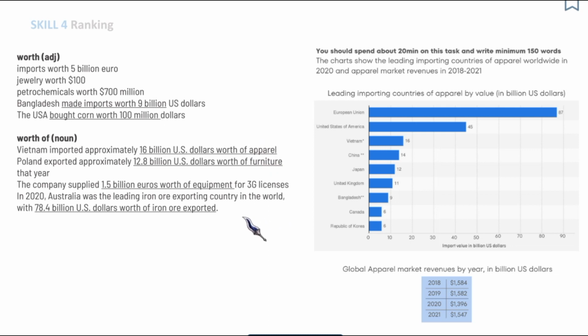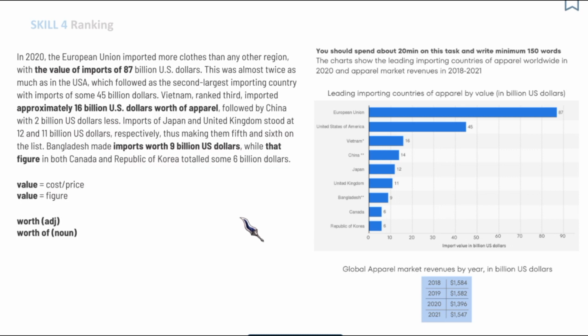Please carefully read the examples if the structure is new. So again, there are different ways of talking about numbers, costs, prices, amounts of imports or exports, and you can see them all on the screen now.